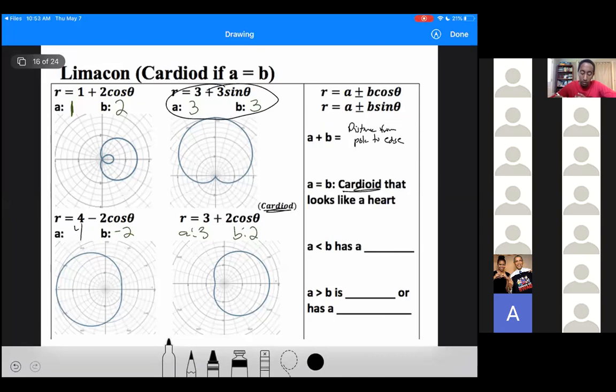If A is less than B, which is the case of this first one here, it will have an inner loop. Told you there's a lot of rules here. So if A is less than B, it will have an inner loop, like this inner loop right here. If A is equal to B, it will be a cardioid. It will look like a heart.